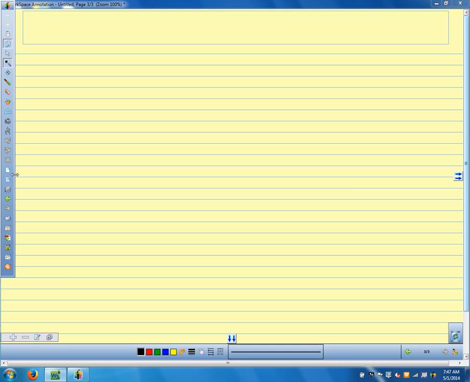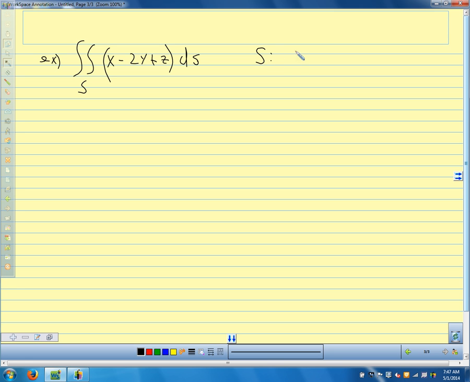So let's look at a couple of examples, and the last example we'll do is one of my favorite examples because it brings in a lot of different stuff that we've talked about over the course of the semester. All right. We want to evaluate the surface integral of x minus 2y plus z dS, where S, our surface, is z equals 15 minus 2x plus 3y, for 0 less than or equal to x less than or equal to 2, and 0 less than or equal to y less than or equal to 4.